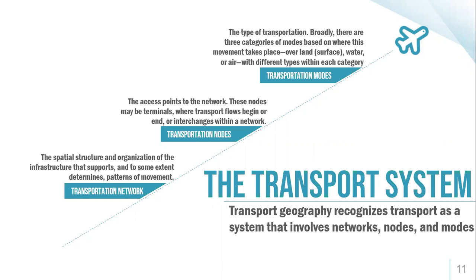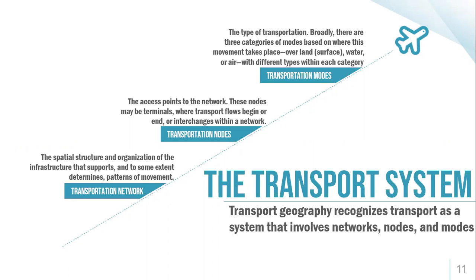Okay, so transportation network. Transportation network is the spatial structure and organization of the infrastructure that supports and, to some extent, determines the pattern of movement of people. For example, if you see this kind of thing, actually this is the railway, this is the land, this is the water, this is the air.